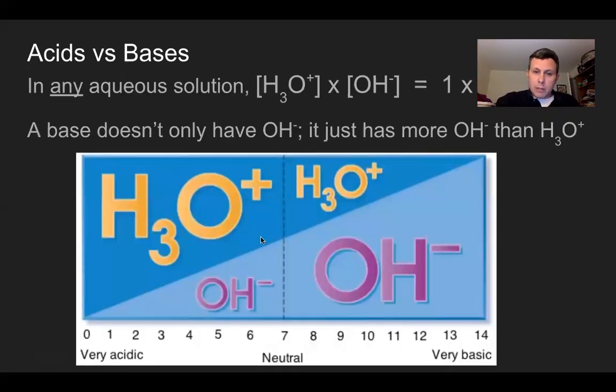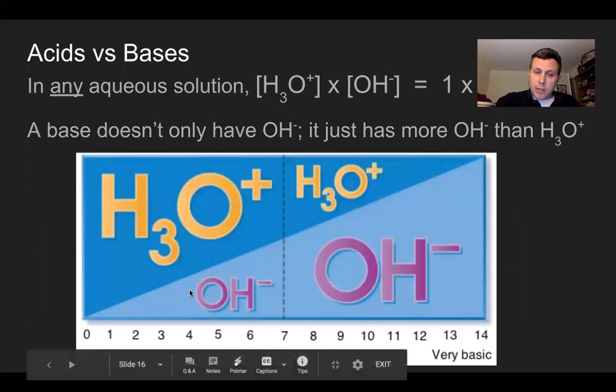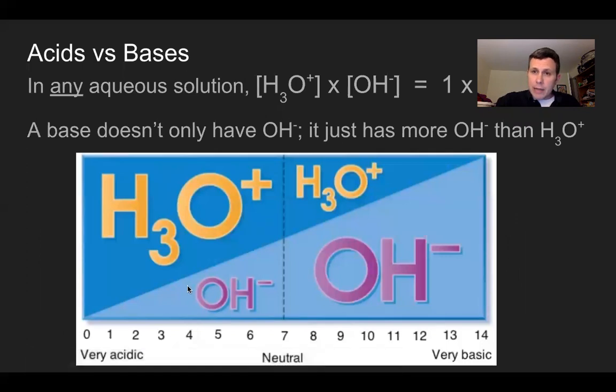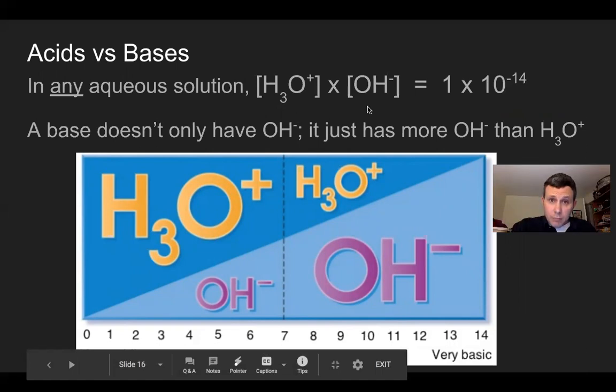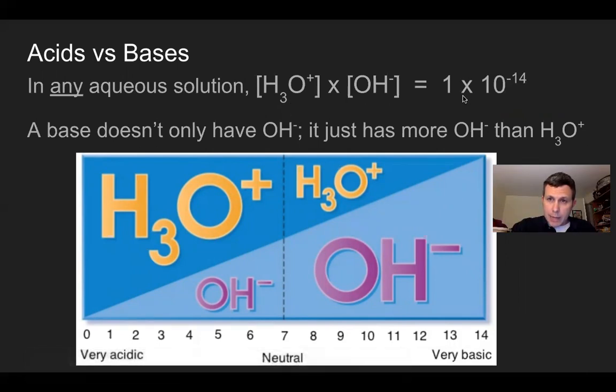And so this is sort of what it looks like. When something's neutral, there's equal amounts of H3O+ and OH−. As it gets more acidic, the amount of H3O+ increases versus the OH−. But you never have no OH− or no H3O+. There's always some of each. And the formula is that they will always multiply out to this value, 1 times 10 to the negative 14. So if you know the H3O+ concentration, you can always find the OH− using this equation.